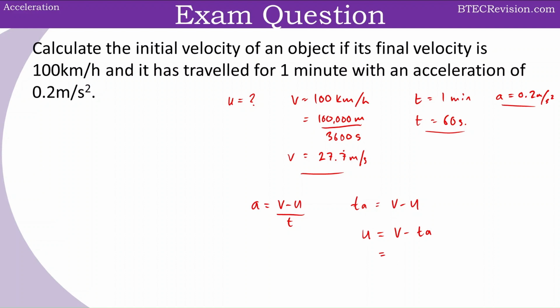And now we can just plug in our values. So that would be 27.7 recurring take away t, which is 60, times 0.2. So, plugging that in, we get a value of 15.8 to 3 significant figures, and that would be meters per second.